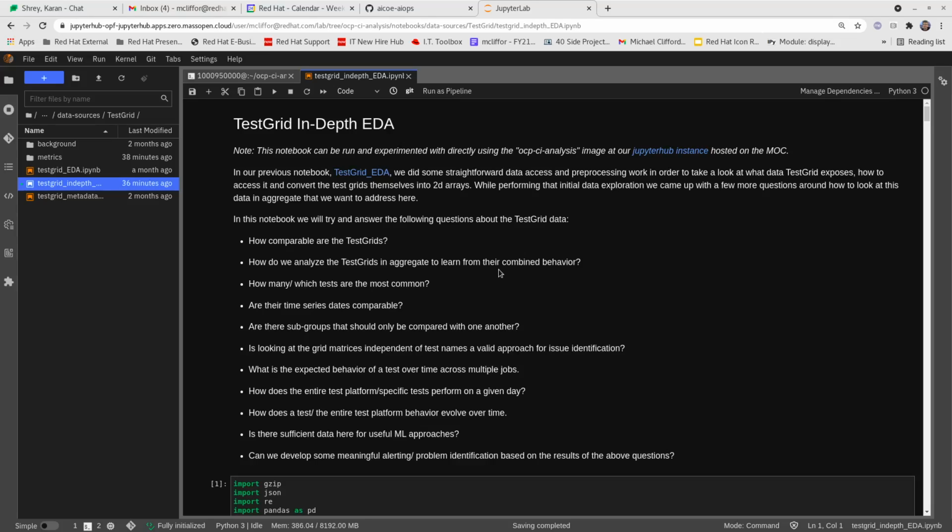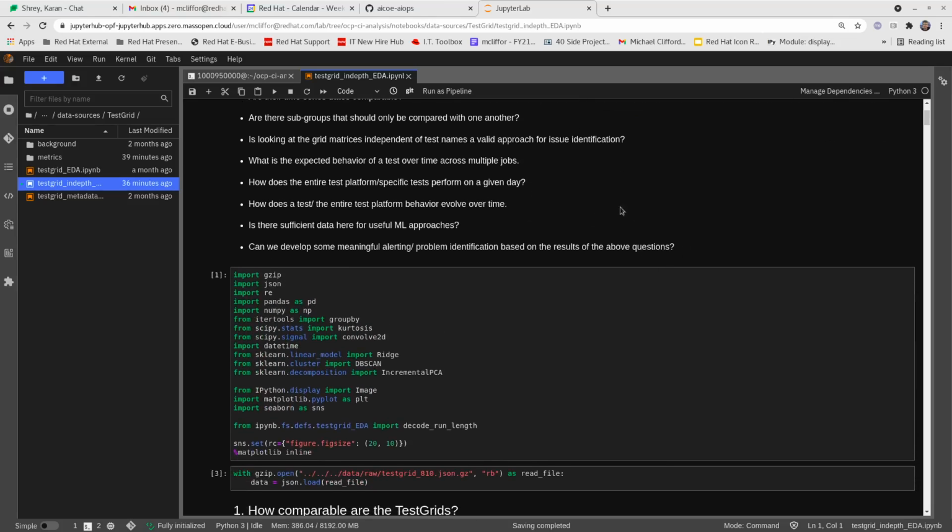This notebook is rather in depth, so I'm going to go through it rather quickly. But anyone who's interested in this, I encourage you to go to our Jupyter Hub instance on the MOC and deploy the OCP CI analysis image. There you can find this notebook under Notebooks, Data Sources, TestGrid, and it's called TestGrid In-Depth EDA. If you go through it and find any issues or want to improve upon it, I'd very much appreciate the contributions. So let's get started.